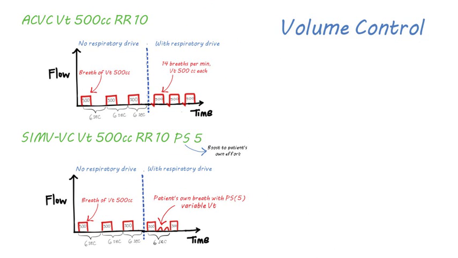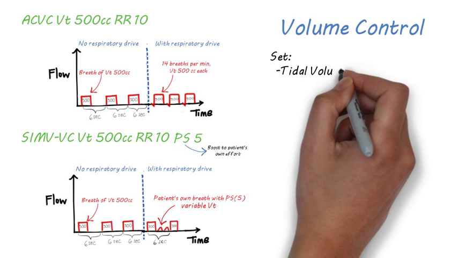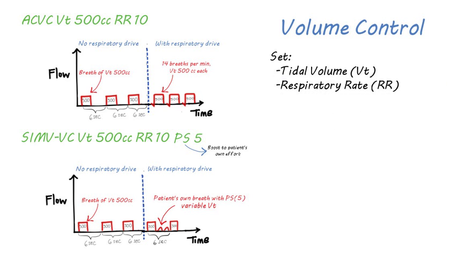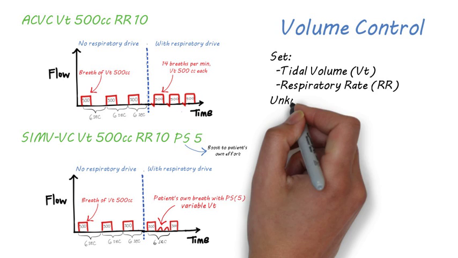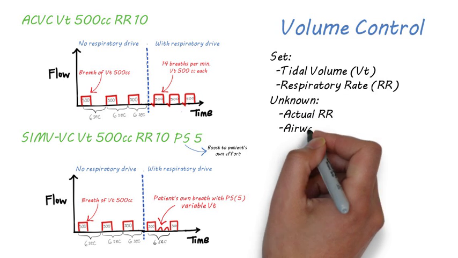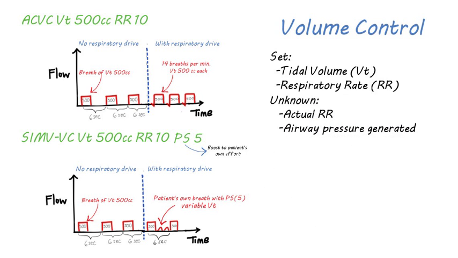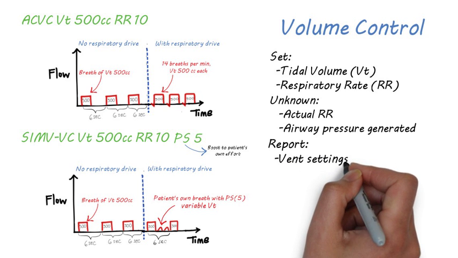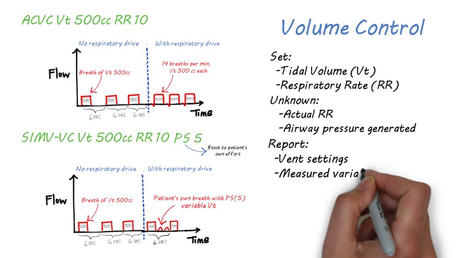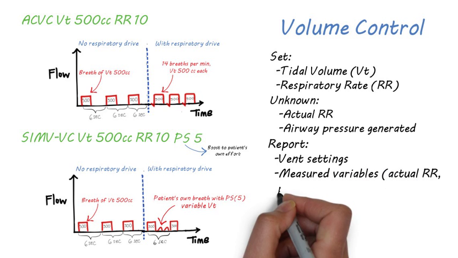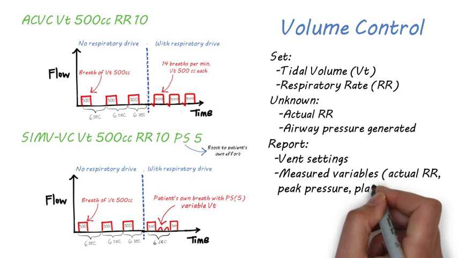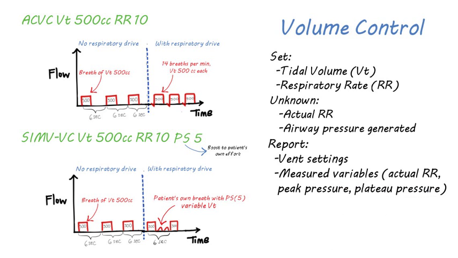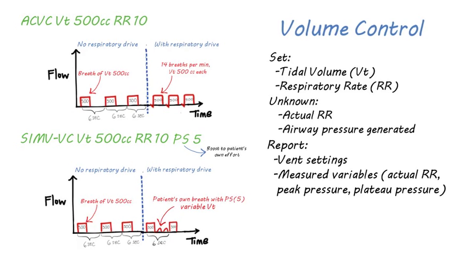With these two volume control modes of ventilation, we have set the tidal volume and respiratory rate. Unknown variables include the actual respiratory rate and airway pressures generated. When you are reporting values on a patient with the volume control mode, you should report your ventilator settings and also the measured variables, including patient respiratory rate, peak airway pressure, and plateau pressure. These measured pressure variables will be easier to understand after we talk about pressure control modes of ventilation next.